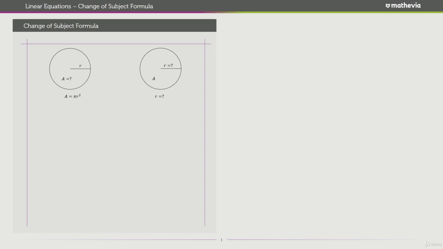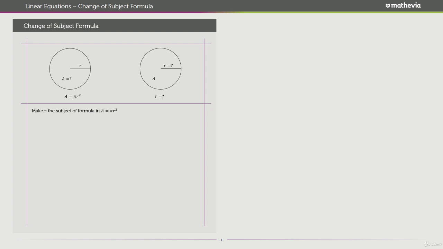That's pretty much what we'll be learning about in this lesson, change of subject formula. What we'd have to do is reverse the area formula, A equals pi r squared. We would have to work that formula to give us a new formula that we can use to solve for the radius of a circle when the area is given. And how would we go about doing that? It's actually very similar to solving a simple linear equation.